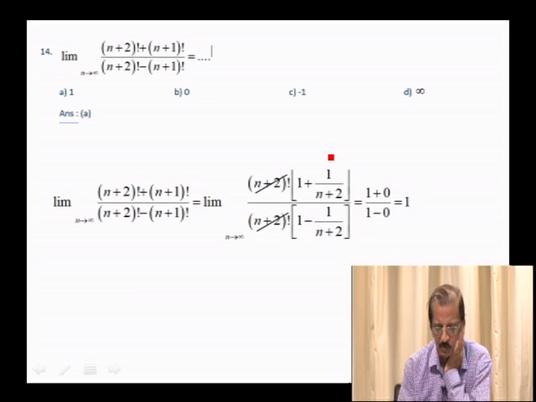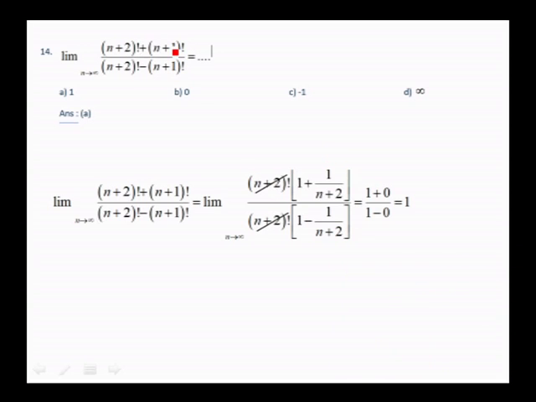So I am removing n plus 2 factorial in the numerator outside. It is 1 plus 1 over n plus 2. I am removing n plus 2 factorial outside here also. It is n plus 2 factorial into 1 minus 1 over n plus 2. So 1 plus 0 over 1 minus 0, which is equal to 1. As n tends to infinity, this 1 over n plus 2 becomes 0, and 1 over n plus 2 becomes 0 here also. Answer is 1. So the answer is option A, 1.